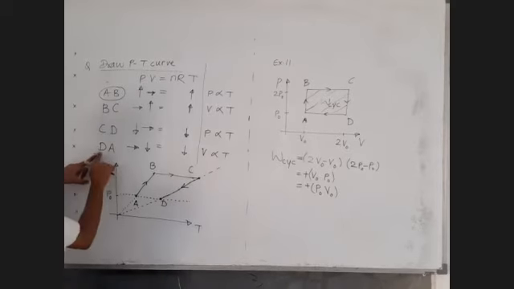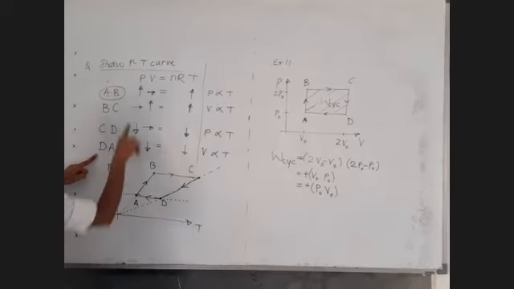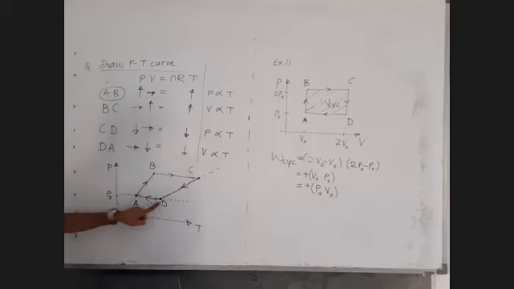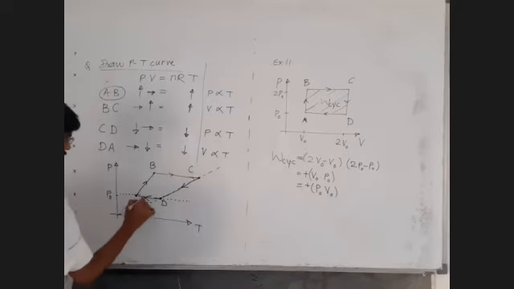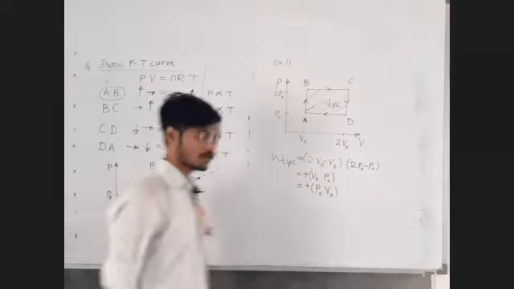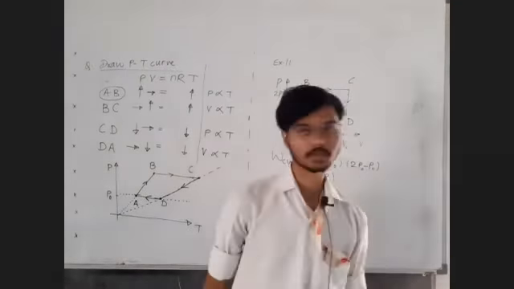Now you can observe that from D to A we must draw this type of graph where pressure is constant and temperature is decreasing. This will complete the cycle. This is the standard method to solve or to convert the curves.